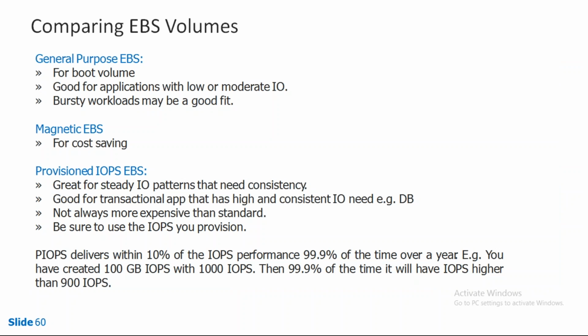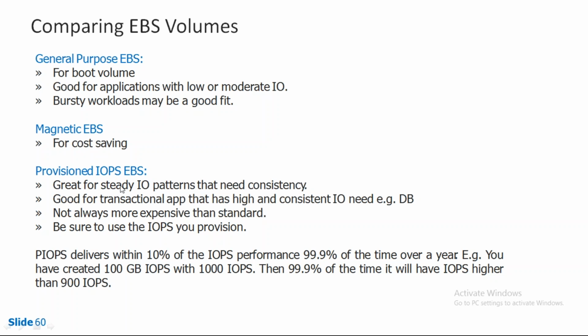Then comparing EBS volumes. So this is the comparison. For boot volumes, good for applications with lower or moderate IOPS, burst workload may be a good fit. Then magnetic EBS is for cost saving, nothing else. You cannot use it for any other purposes except for saving your budget.